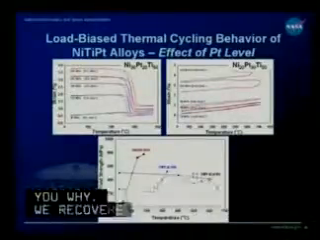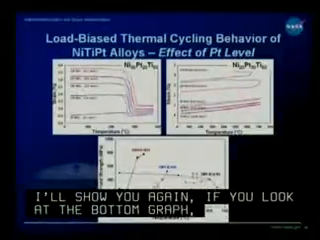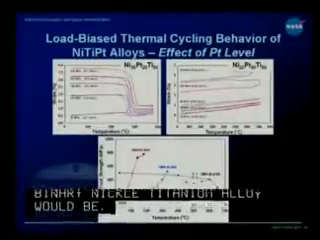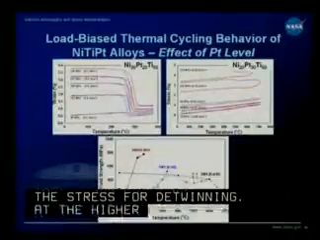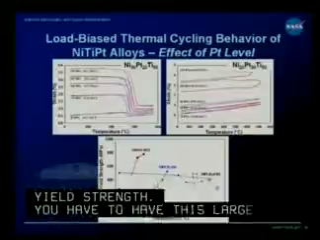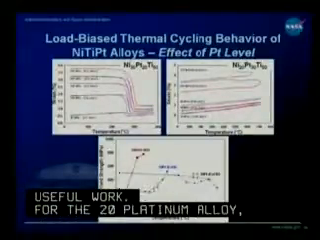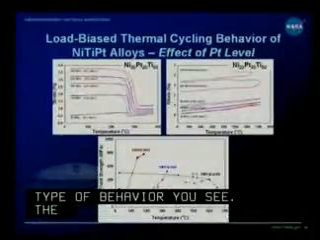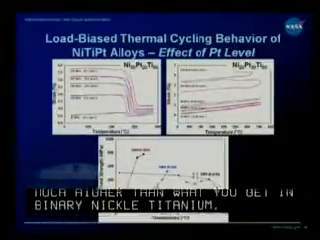If you look at the bottom graph, it's basically the yield stress of what a binary nickel-titanium alloy would be. At the lower temperatures, you're basically representing the stress for detwinning. At the higher temperatures, you're looking at the stress for the austenite yield strength. You have to have this large increase in between to get useful work. For the 20 platinum alloy, that's the same type of characteristic behavior you see, though the detwinning stresses are much higher than what you get in binary nickel-titanium. But when you go to the 30 platinum alloy, the detwinning stresses go up even further.